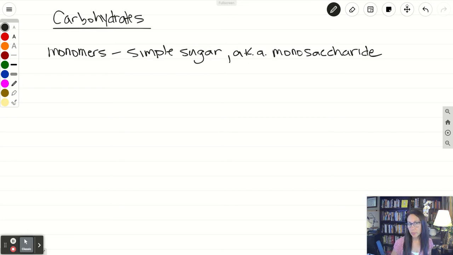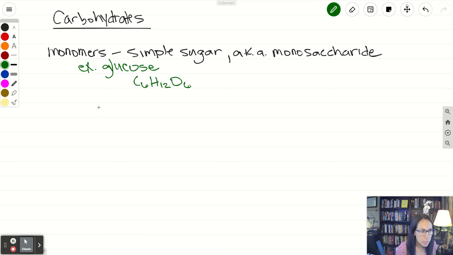Okay, and there are different monosaccharides, and probably the most common monosaccharide that we're going to run into in this class is called glucose. So an example of one monosaccharide is glucose. Glucose has this chemical formula: 6 carbons, 12 hydrogens, and 6 oxygens. And so what that means is that it is a 6 carbon molecule.